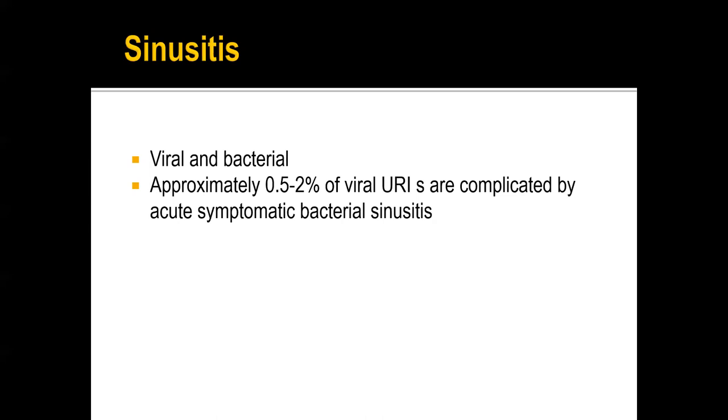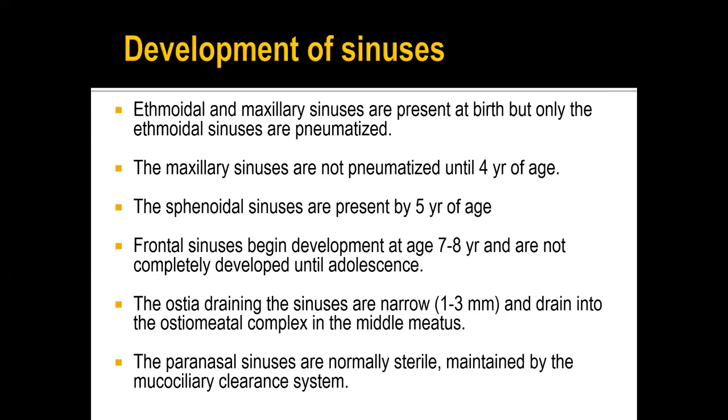So, sinusitis is mostly because of viral as well as bacterial causes. Approximately 0.5 to 2% of viral URIs are complicated by acute symptomatic bacterial sinusitis. So let's see the development of sinuses. The ethmoidal and maxillary sinuses are present at birth, but only the ethmoidal sinuses are pneumatized. The maxillary sinuses do not get pneumatized until 4 years of age. So till then, the chances of infection of maxillary sinuses are very negligible.